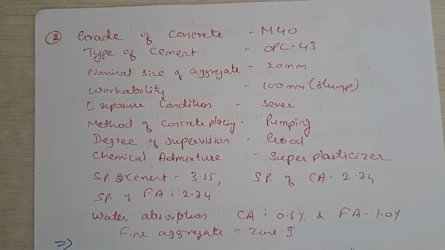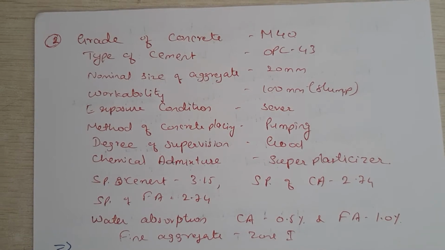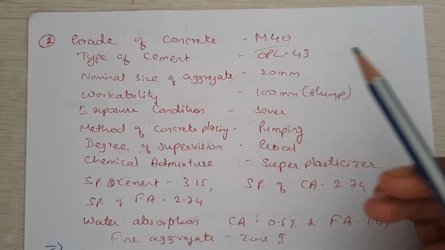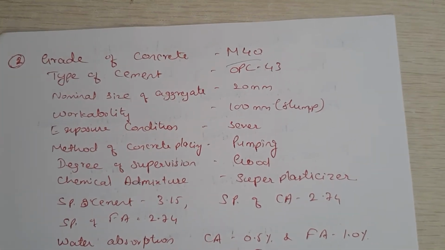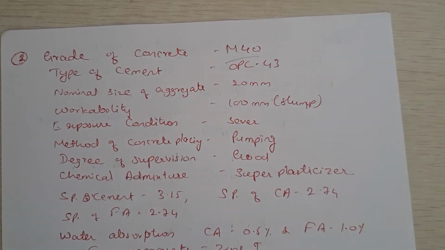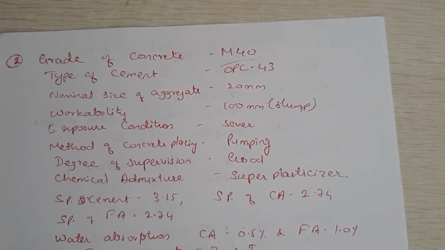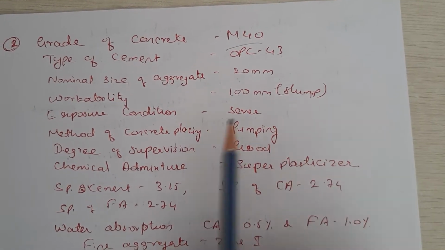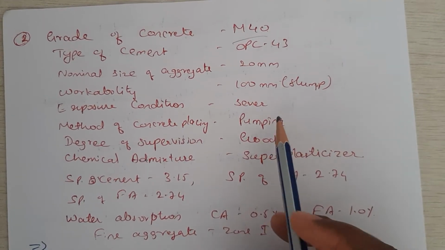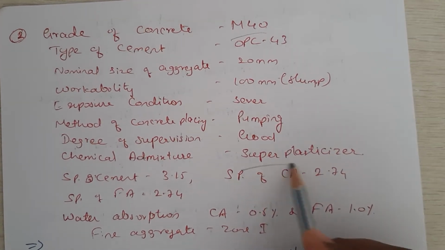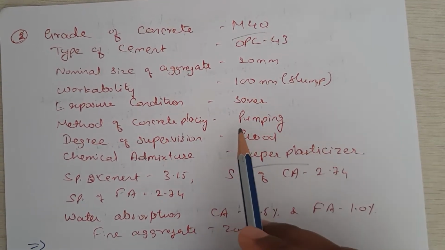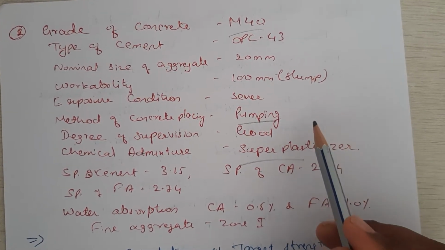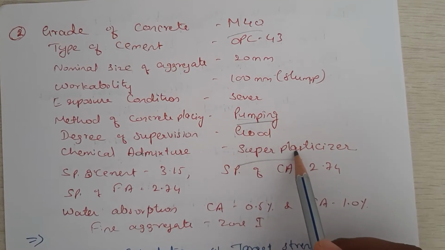Hello friends, in this video we are going to design M40 grade concrete using the IS code 10262:2009. This is a different problem from the one discussed earlier. Here we are adding superplasticizers, and along with this we are adding the method of placing as the pumping method. In the previous problem these two were not present.